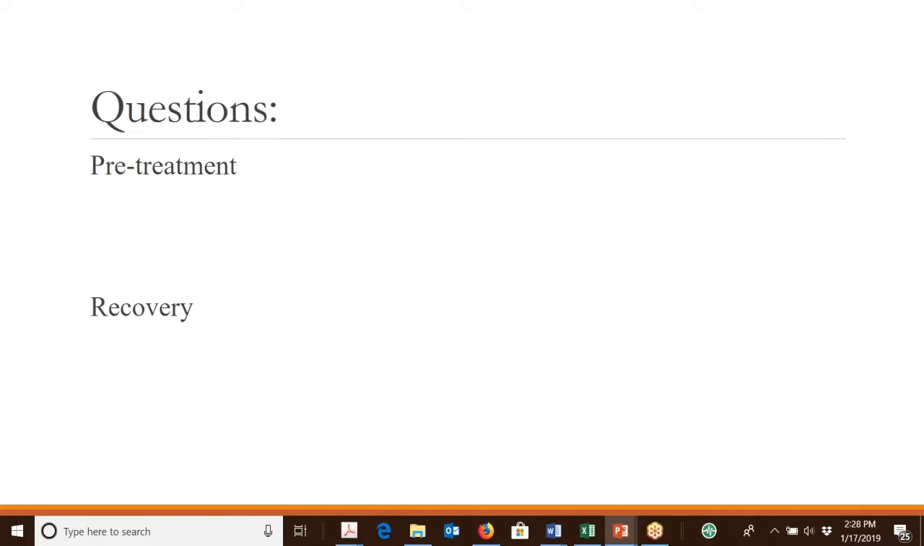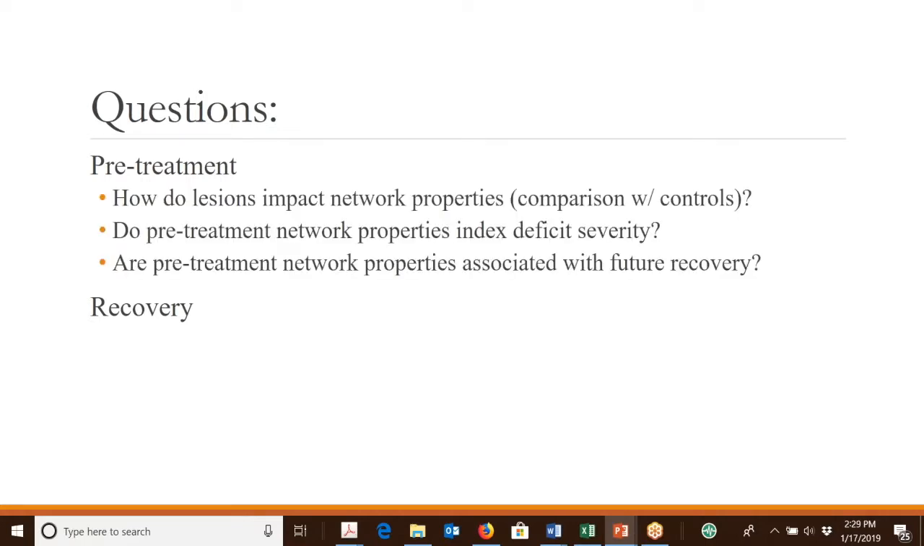The questions that we're interested in addressing can be divided into questions about the state of the networks at pre-treatment, and the changes in the network with recovery. For pre-treatment, we want to know how lesions impact the network properties compared to controls, these three network properties that we're interested in. Does the state of the network before treatment index the severity of the deficit, and are there pre-treatment network properties that are associated with future recovery?